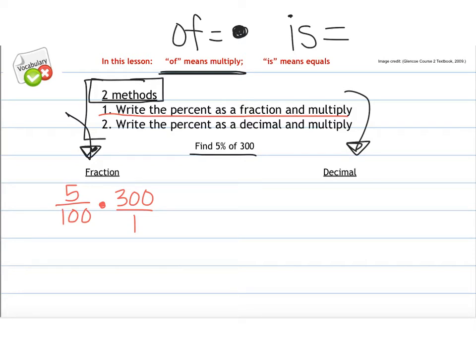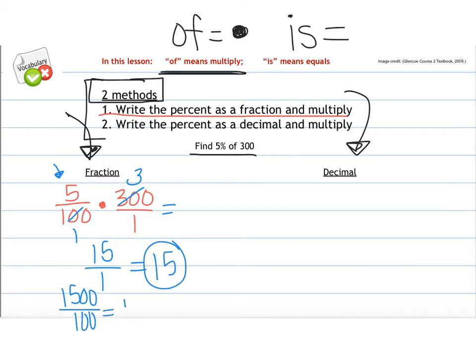I can cross cancel, which means I can look at my cross products and I can see that 100 and 300 can both be simplified. They can both be divided by 100, actually. So 100 divided by 100 is 1. 300 divided by 100 is 3. So now I can multiply. 5 times 3 is 15. 1 times 1 is 1. 15 over 1 equals 15. If you didn't do the cross canceling up here and you just multiplied it straight across, you would still end up with 1500 over 100, which would also simplify to 15.